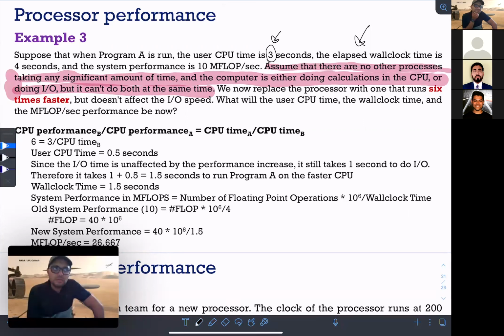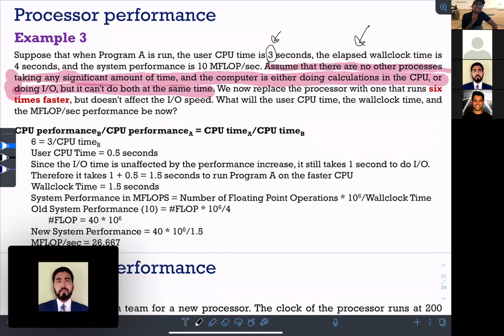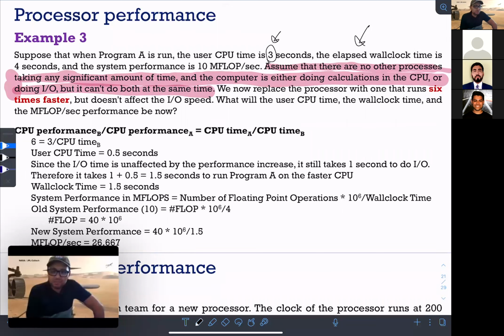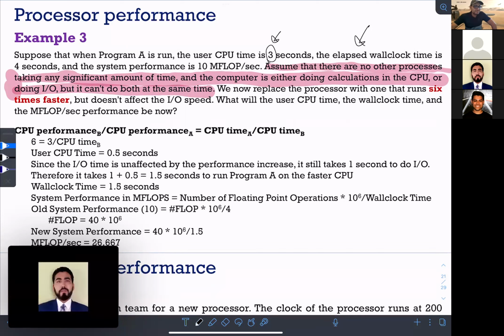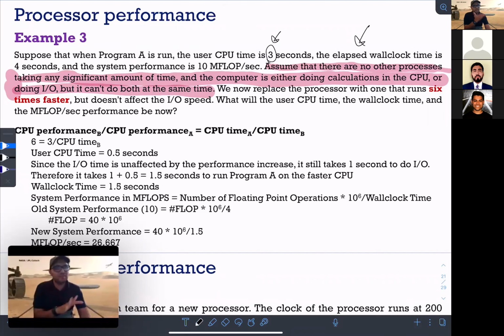Yeah, that makes sense. Do you agree, guys? Are you aware of what I'm saying? You were basically explaining that if the CPU and the IO were working at the same time, then the calculation would be much more difficult, right? It's not difficult, I mean, a little bit tricky.